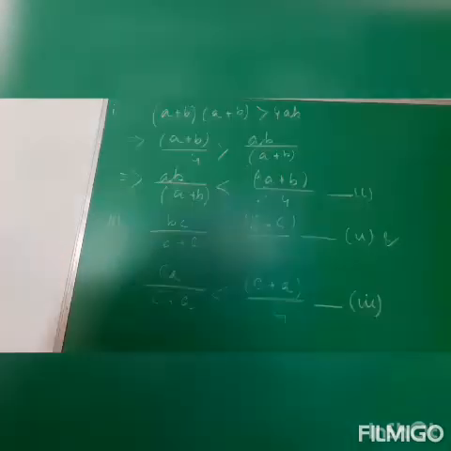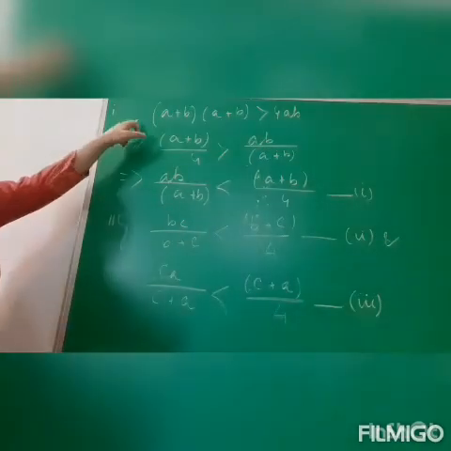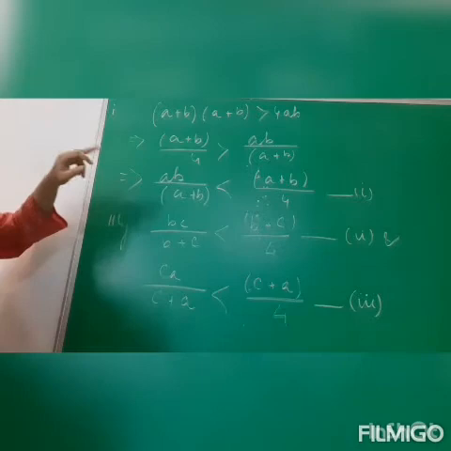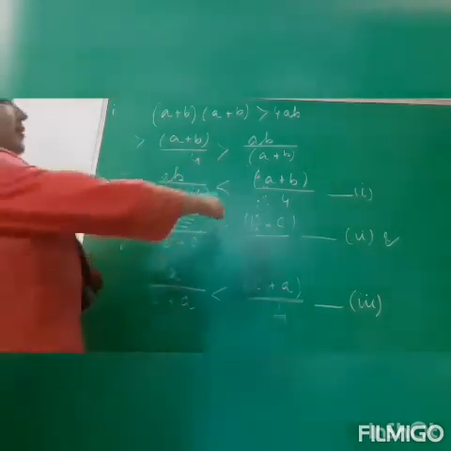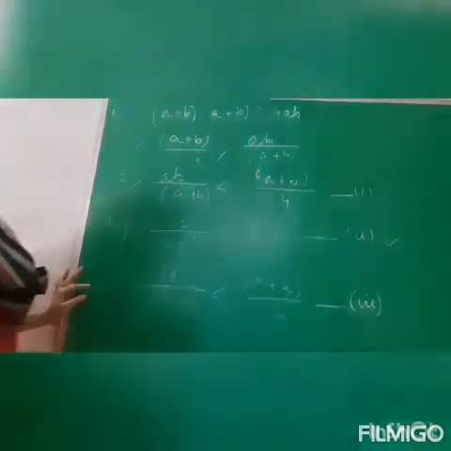Now (a plus b) whole square can be written as (a plus b) into (a plus b), greater than 4ab. So (a plus b)/4 is greater than ab/(a plus b).